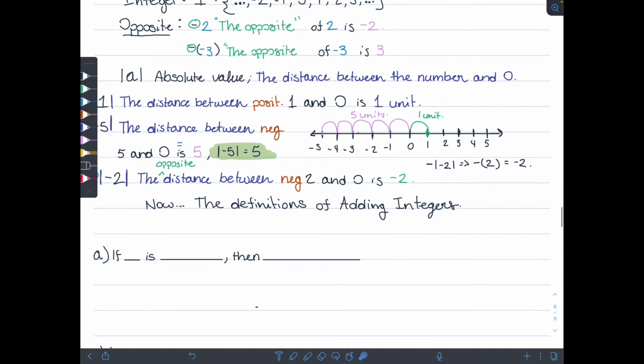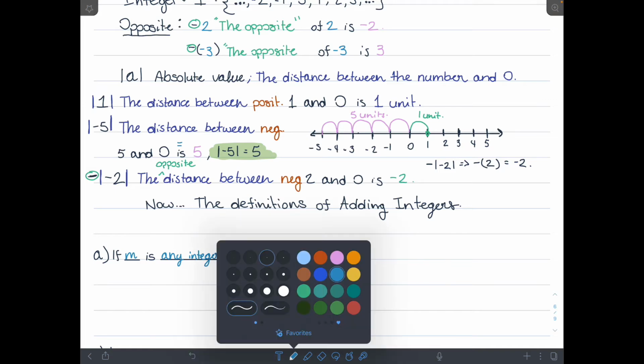Now, we can move on to the definition of adding integers. Future me here, I forgot to write down that I'll let m and n be any integers as described for each definition. The first definition: if m is any integer, then 0 plus m is equal to m, which is equal to m plus 0.